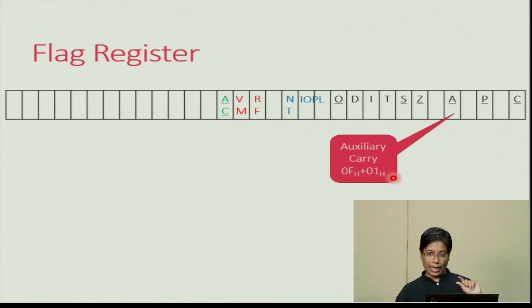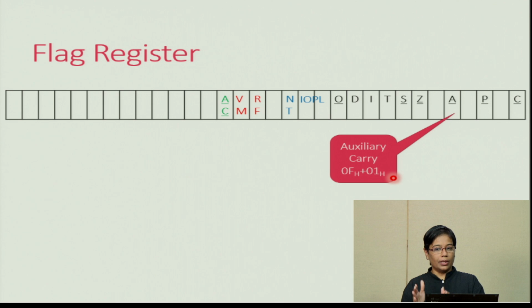lower nibble of data. Now this auxiliary carry flag makes sense only when you're doing 8-bit operations. When you're doing 16-bit operations or 32-bit operations, the auxiliary carry flag doesn't have a lot of significance. When you're doing an 8-bit operation, you can break up your 8-bit data into 2 nibbles, the lower nibble and the higher nibble.